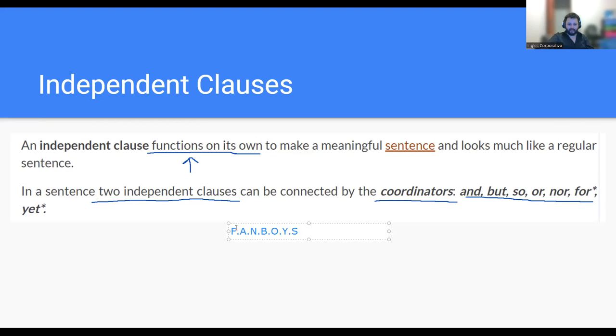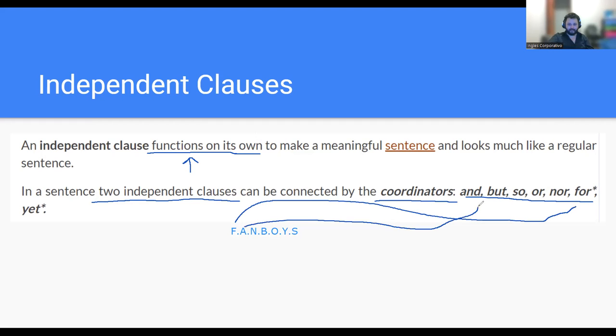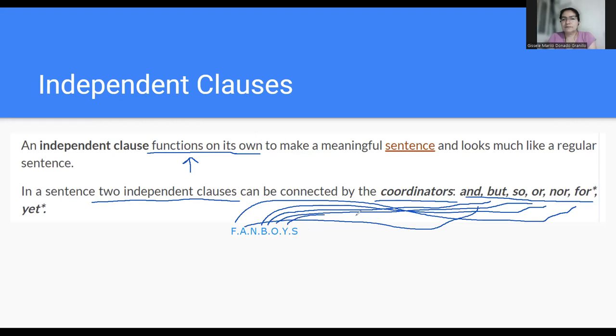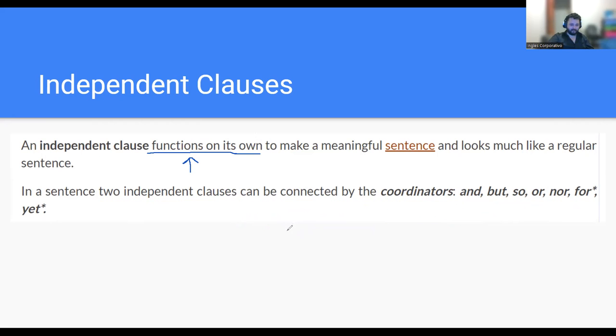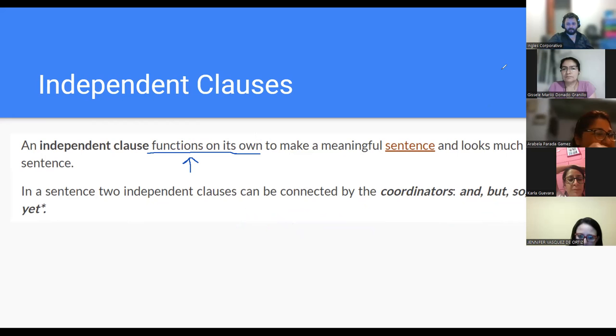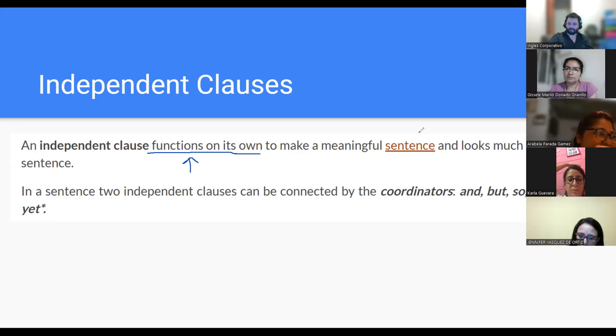The F stands for for, the A stands for and, N for nor, B for but, O for or, Y for yet, and S for so. Anyways, if you see clauses separated by commas and coordinators, those are usually going to be independent clauses. That tells you that it would be an independent clause. So far, so good? Very good, guys.